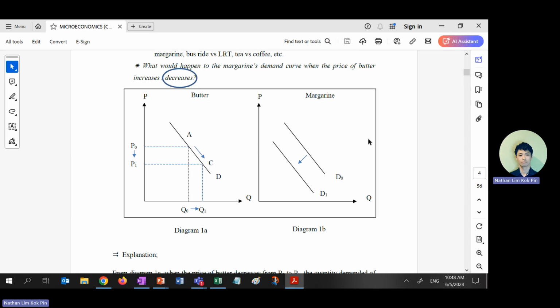After that, Q, Q0, Q1, D. This is for butter. For margarine, D0 decreases to D1. I don't know your drawing, just check. For margarine, no dotted lines, no P0, no P1, Q0, Q1, because this is a demand. This is not a market yet.